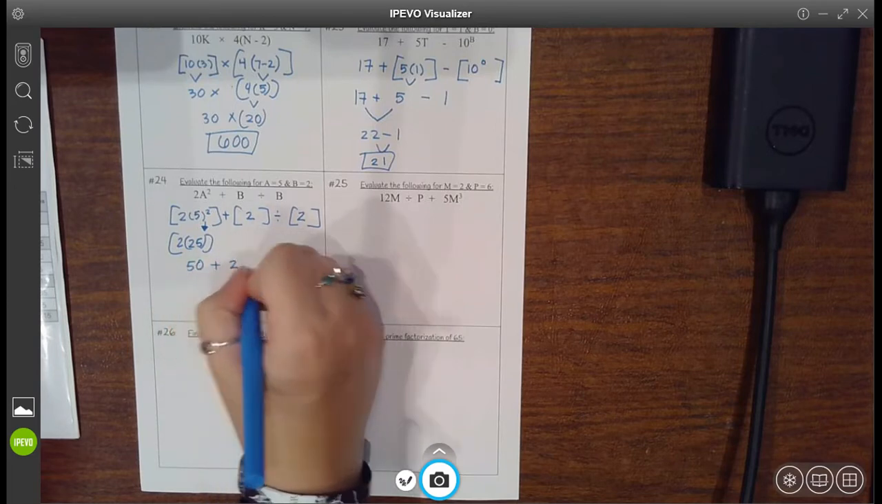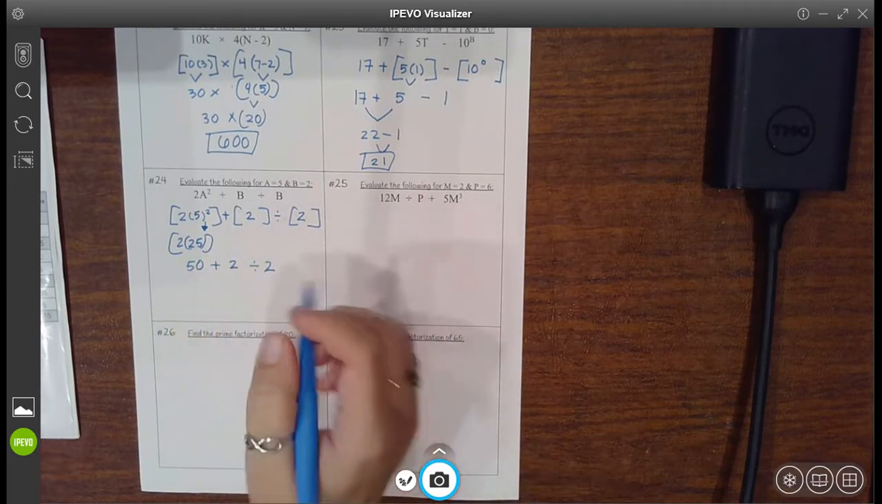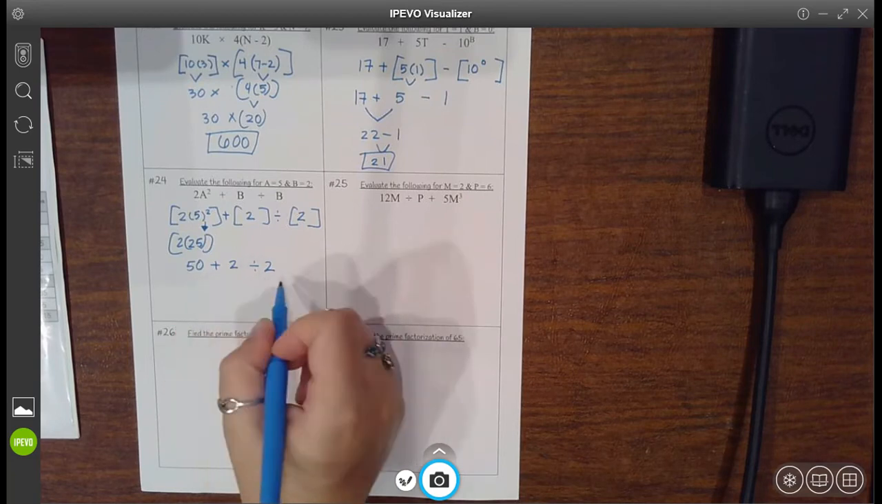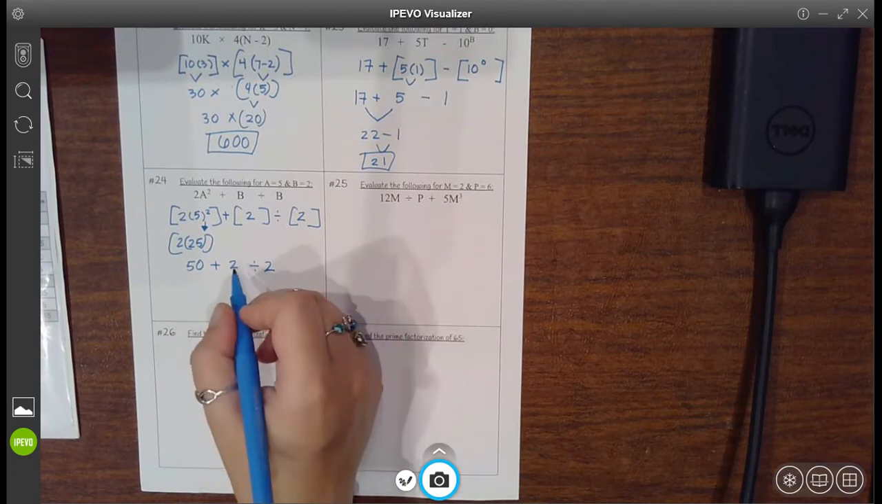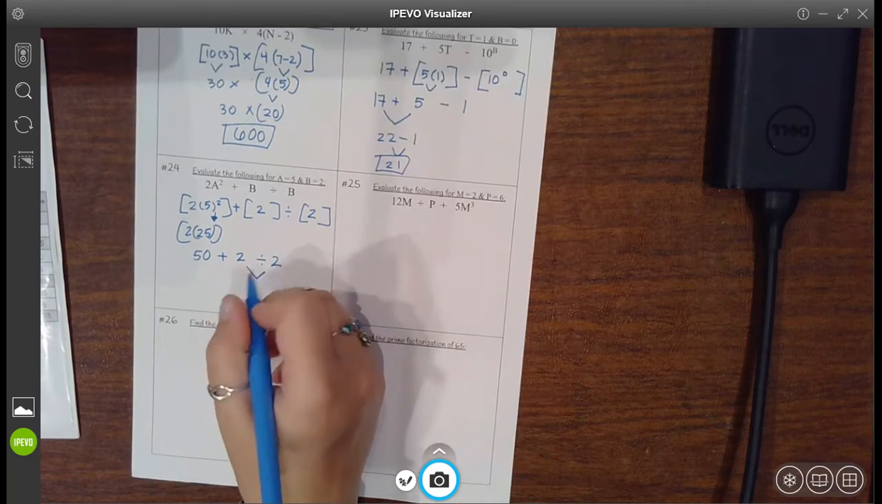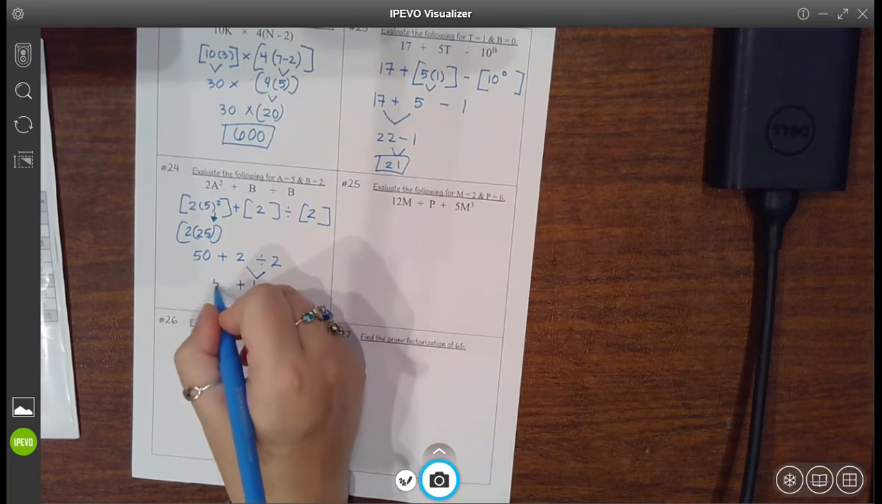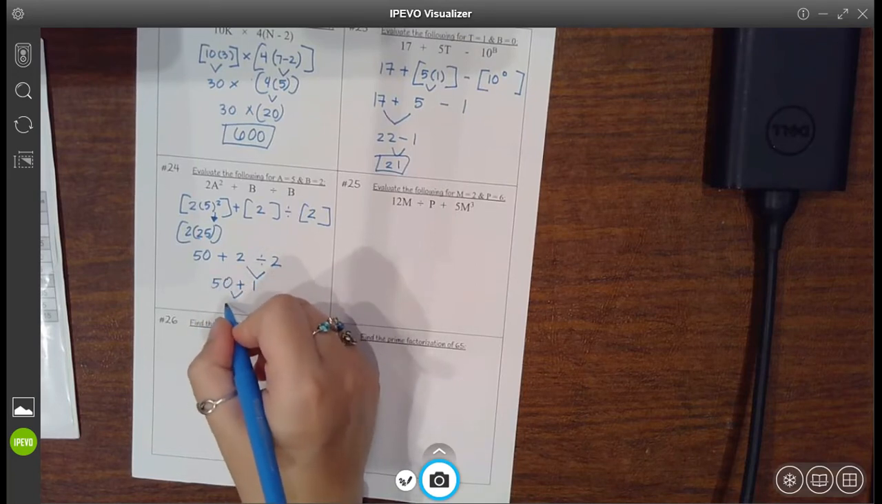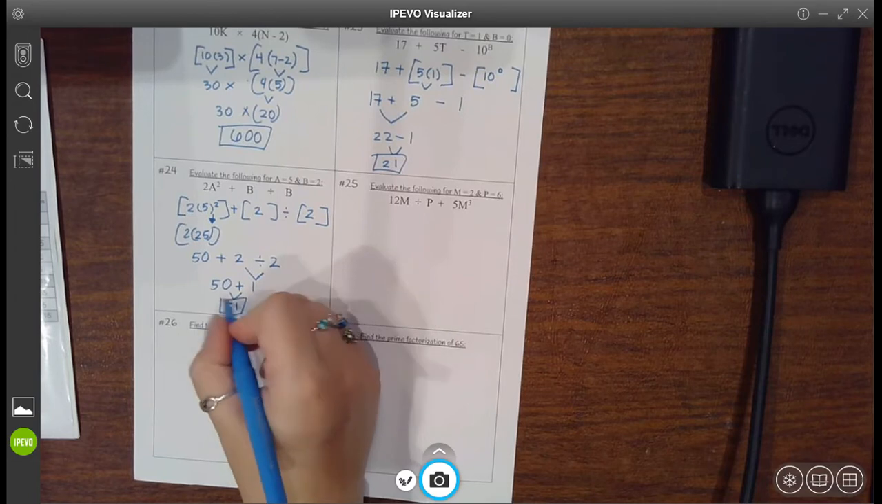You have 50 plus 2 divided by 2. Now order of operations: I need to do division first. So that's 1. Bring down your plus 50, and 50 plus 1 is 51.